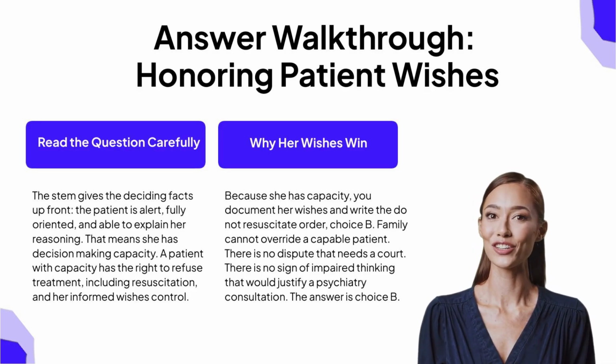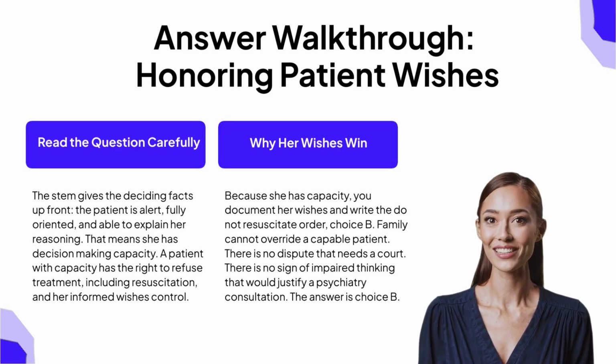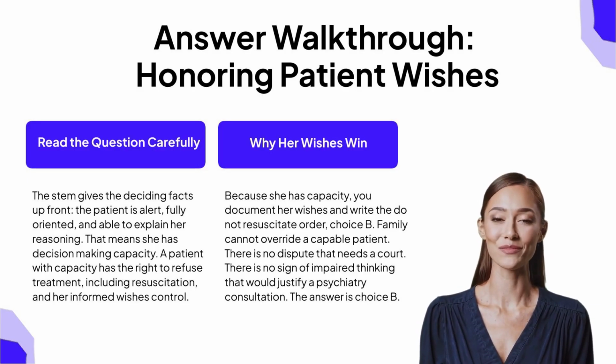Now, why do her wishes win? Because a capable adult cannot be overridden by family, no matter how strongly they feel. So the next step is to document her wishes and write the order not to resuscitate, which is choice B.